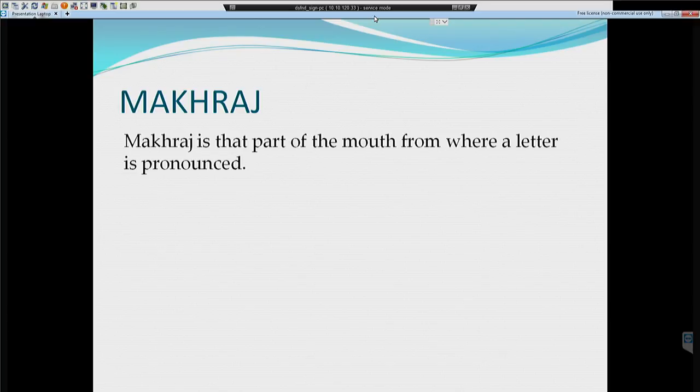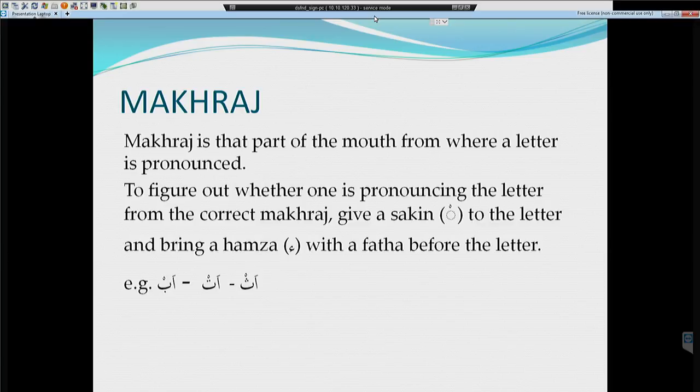So makhraj, if you remember the word makhraj, we talked about it yesterday, from the triliteral verb kharaja yakhruju, means to come out. Makhraj is a place of coming out. So makhraj is that part of the mouth from where a letter is pronounced. And like I said, each letter is preserved exactly where that letter comes out from. That very place is preserved in the books of Tajweed, in the books of Qira'ah.